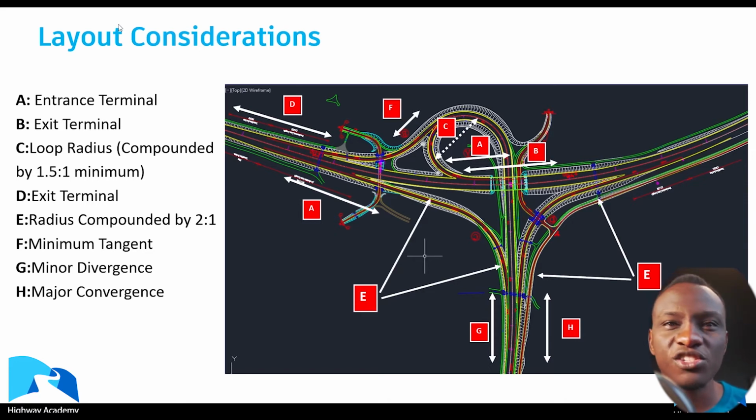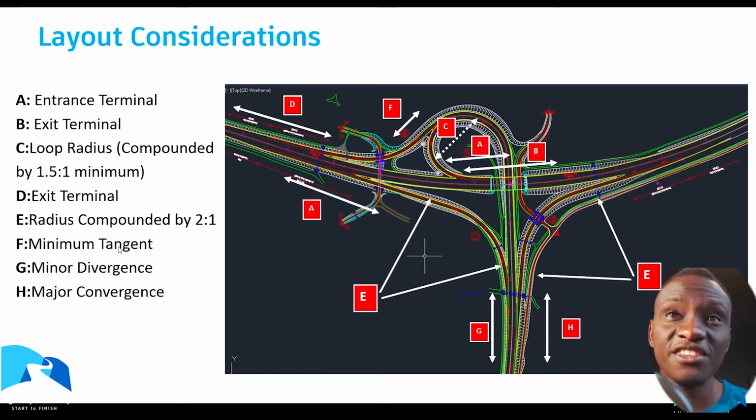And then we shall be looking at the G and H, which are the minor and major convergence. And then also F, where we have the semi-directional ramp. There is the minimum tangent distance that we have to consider in that case.